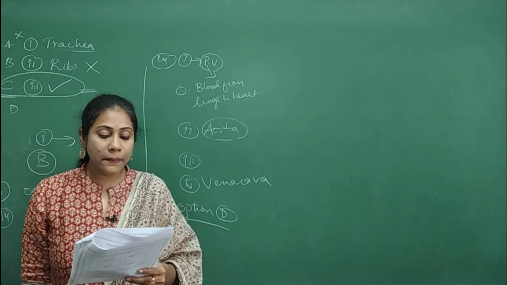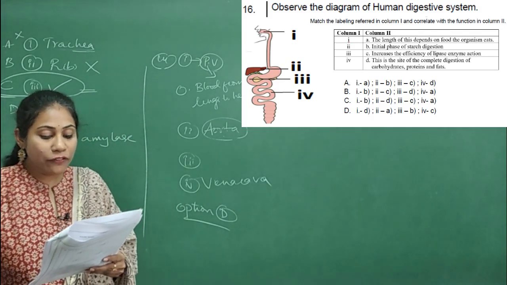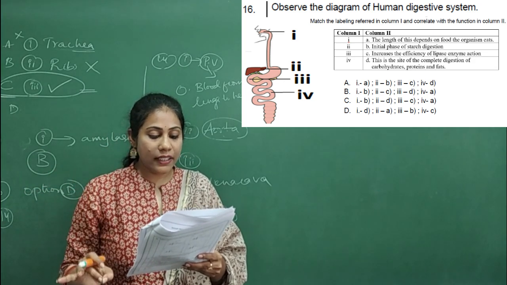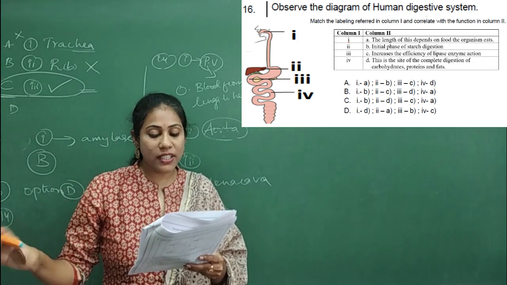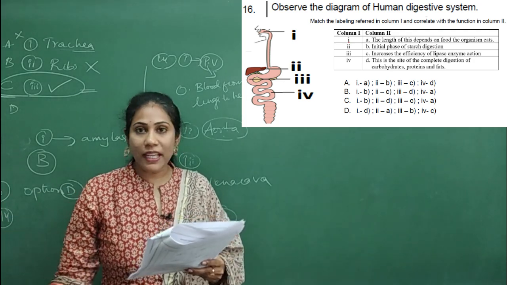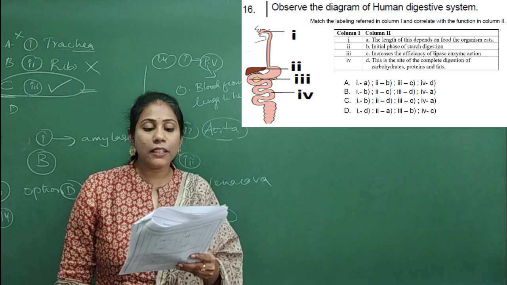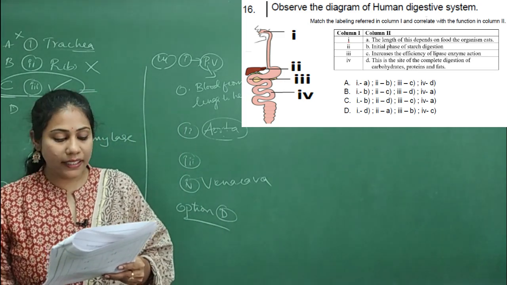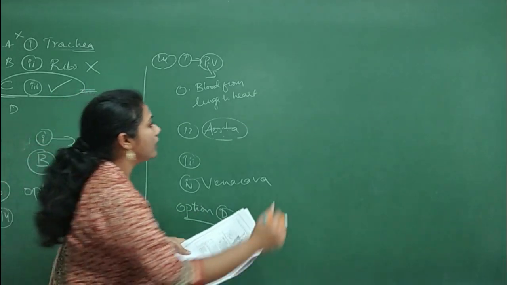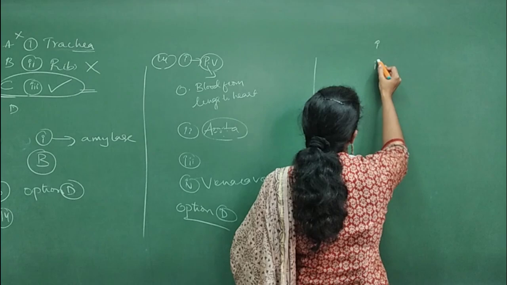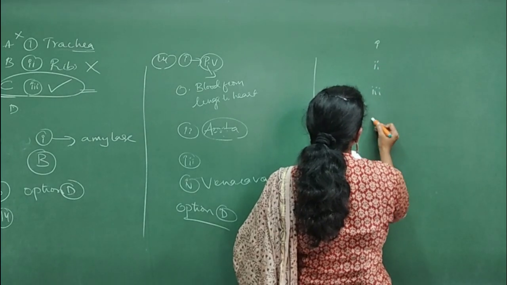Here also is a diagram based question. You have to match column 1, where labelings are given, with column 2, where their function or something about them is given. You have to match the correct things. Observe the diagram of the human digestive system and match the labelings correctly, right? So can you all tell me what the first labeling is about, second one, third one and fourth one?